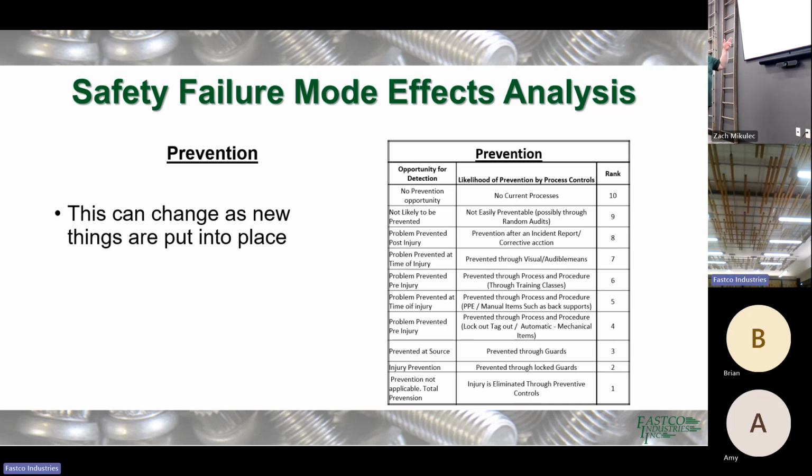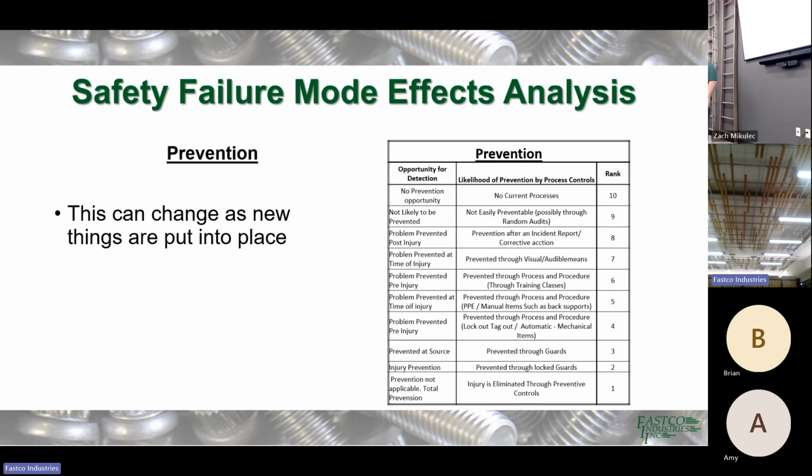If we have problems prevented at time of injury, this would be things like your PPE, prevented through process procedures, PPE, manual items such as ergonomic supports, things that you use to help lower your risk. Then we go up to a 6, which would be a problem prevented pre-injury again, but this time just through training classes, like your training, your procedures. We do monthly safety training every month. Then again, problem prevented at time of injury, prevented through visual or audible means.